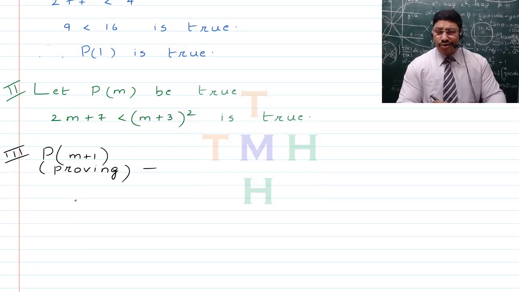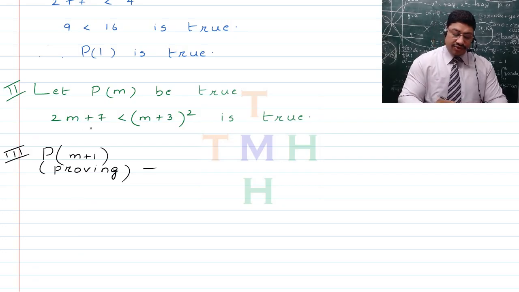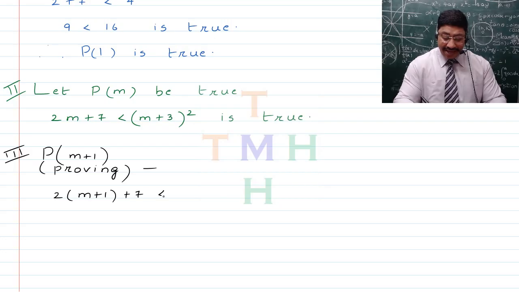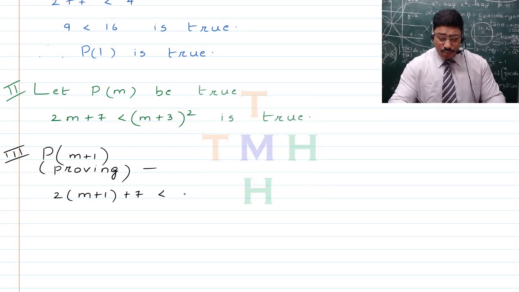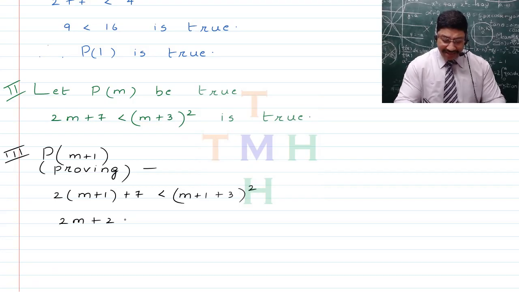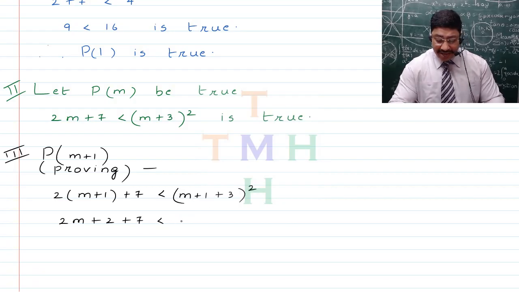That is, in place of m, we have to substitute m plus 1. So if you look at the left hand side of the above step, we have 2 times m plus 1, and to that 7 is to be added, and that is less than, in place of m we have m plus 1. As such, this will become m plus 1, to which 3 is to be added, and then we have a whole square of this. Now, in the next step, when you multiply this 2 within, this is going to become equal to 2m, to which 2 is to be added, and further to it is to be added 7. Now this is less than m plus 1 plus 3, that is m plus 4 whole square.